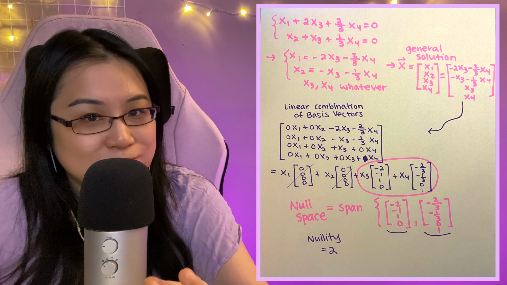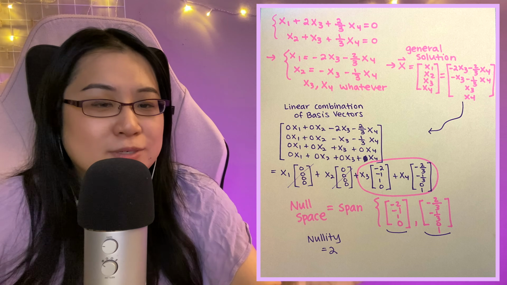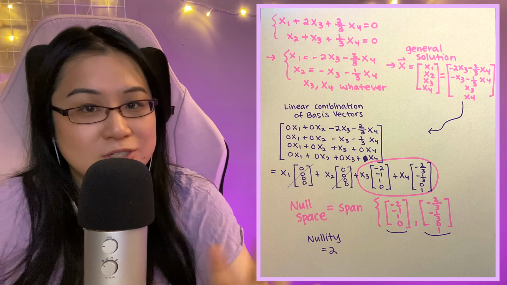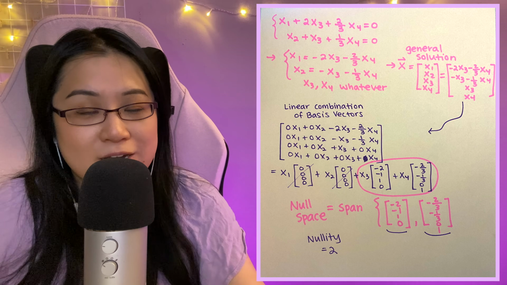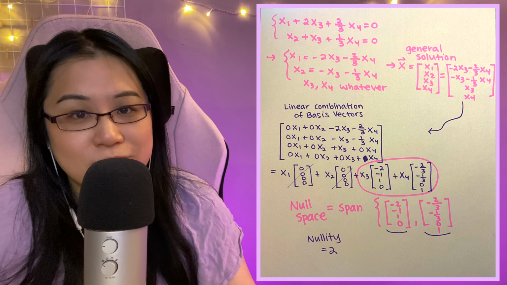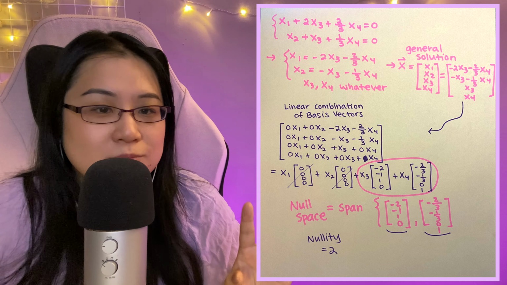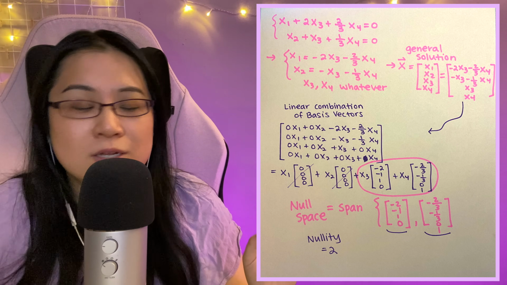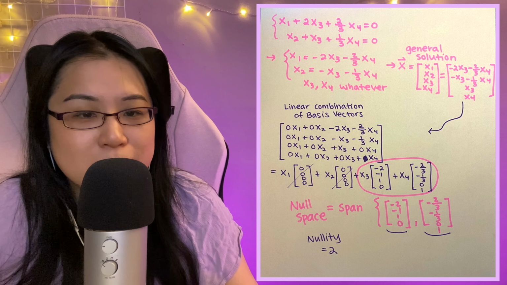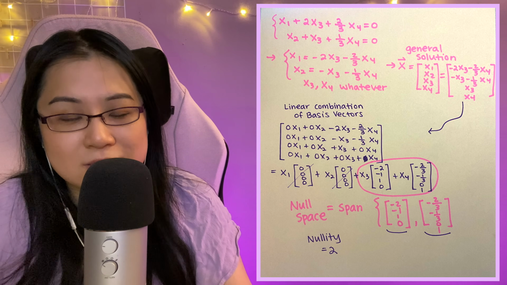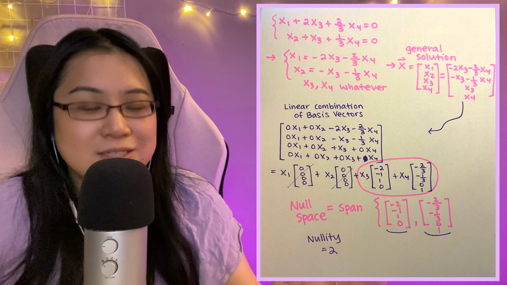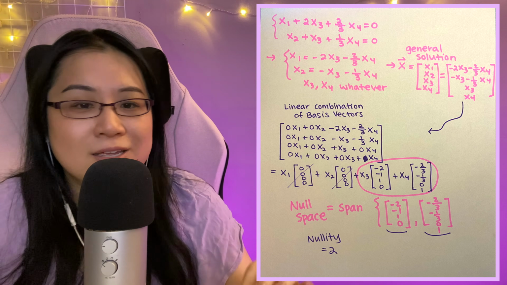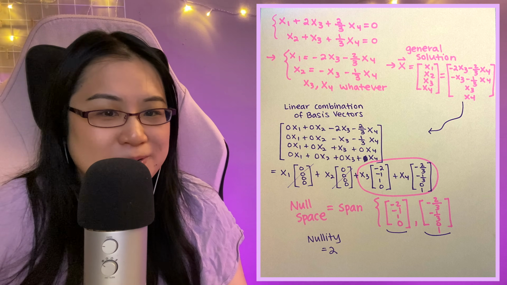I'm taking our general solution, but I'm putting 0x1 plus 0x2, and then keeping the variables in our solutions the same, so negative 2x3 minus 2/3 x4. Then we have 0x1 plus 0x2 minus x3 minus 1/3 x4, and then 0x1 plus 0x2 plus x3 plus 0x4. Then 0x1 plus 0x2 plus 0x3, plus x4.